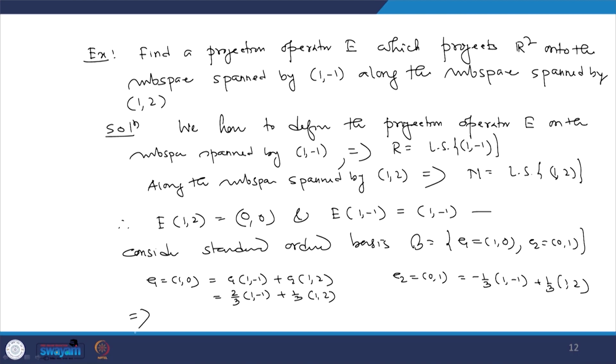So, this implies E of E1 will be equal to 2 by 3 E of (1, minus 1), which is equal to 2 by 3 into (1, minus 1), and the other one, E of (1, 2), is basically 0, so I am not writing this one. Similarly, E of E2 will be equal to minus 1 by 3 (1, minus 1).